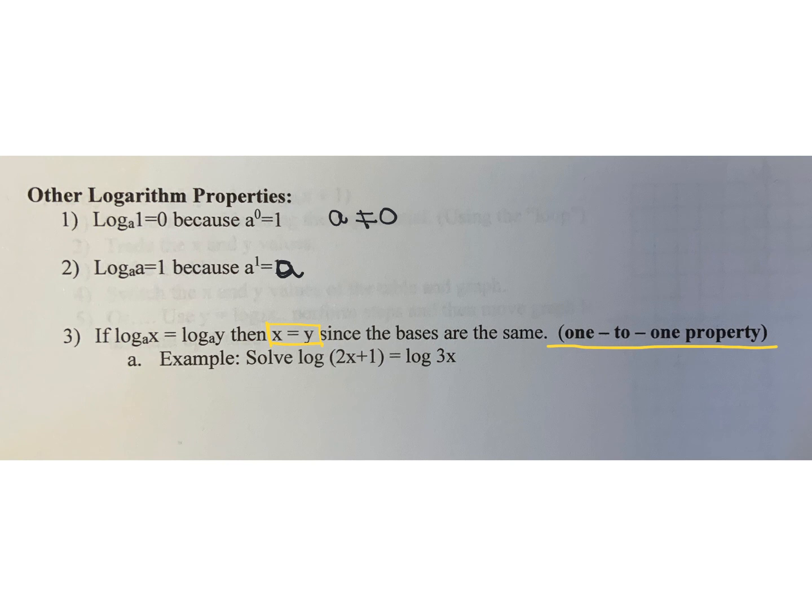So let's try this example. The hiding base here is 10, and the hiding base here is 10. The bases are the same. That's very important, which implies from the one-to-one property that 2x plus 1 must equal 3x. Subtract the 2x over, and 1 equals x. So we can use that one-to-one property to solve.